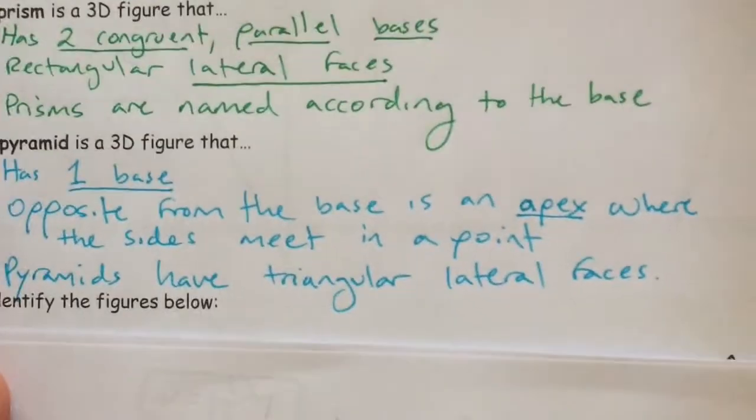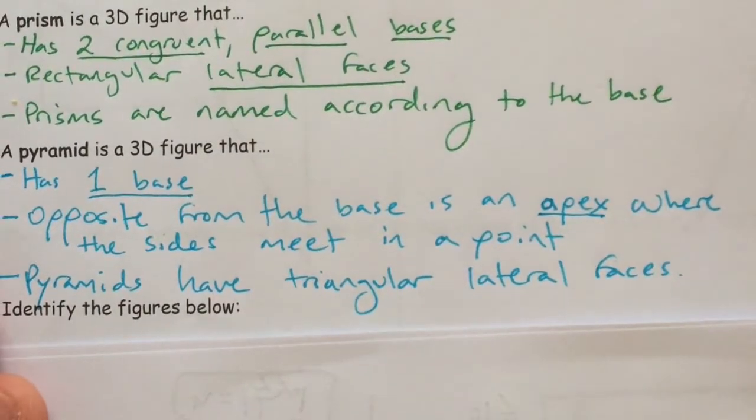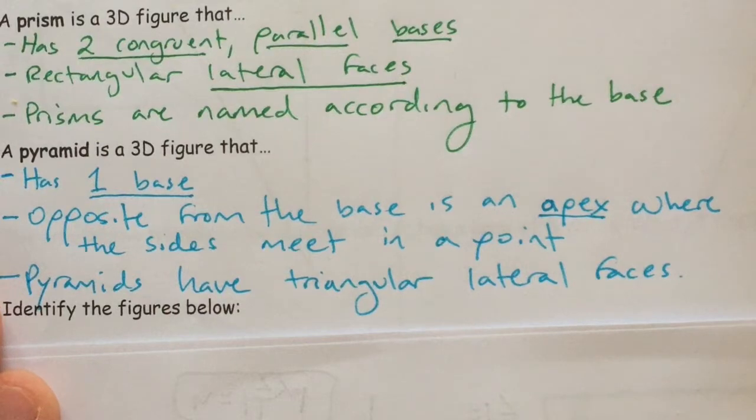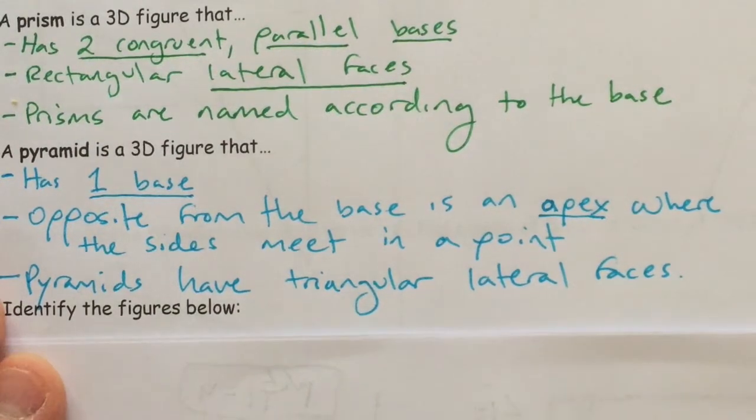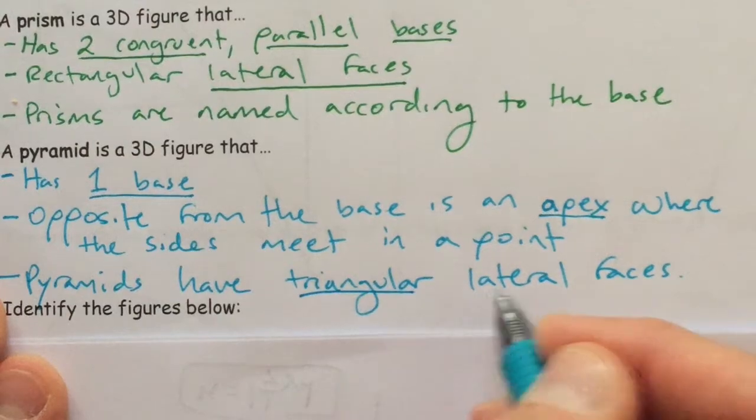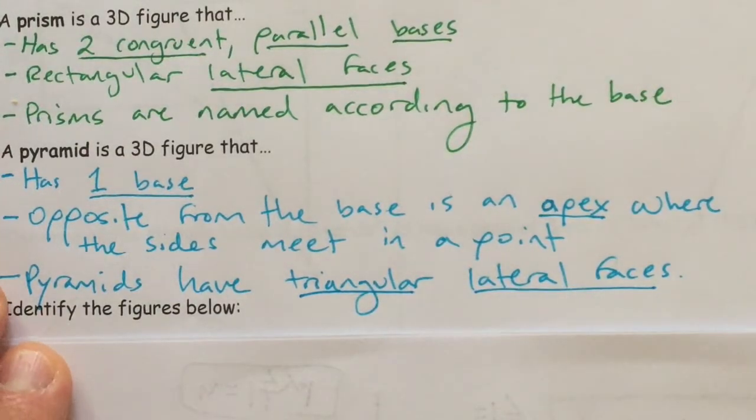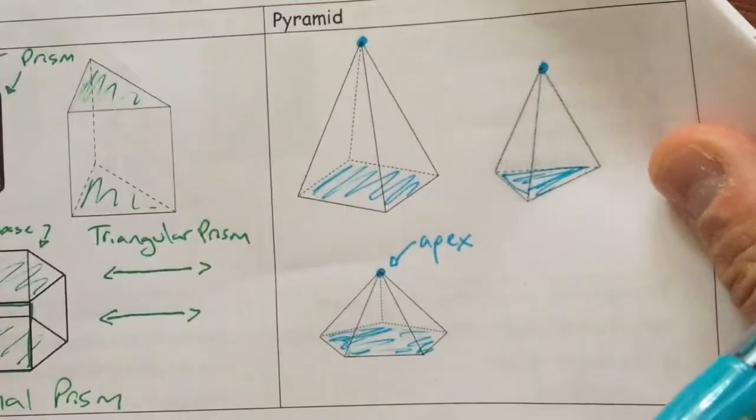Finally, pyramids have triangular lateral faces. So prisms had rectangles on the side faces, and the pyramids have triangles for the side faces. And that makes sense because when you put a bunch of triangles together, they come together in a point or an apex. Now finally, just like prisms, we name pyramids according to their base.